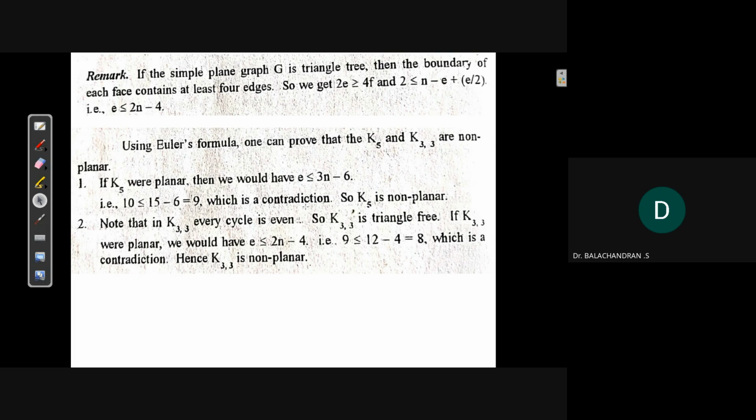So why do we get a contradiction? Because we assumed K5 is planar. So K5 is non-planar. Similarly, K3,3. K3,3 is a triangle-free graph.